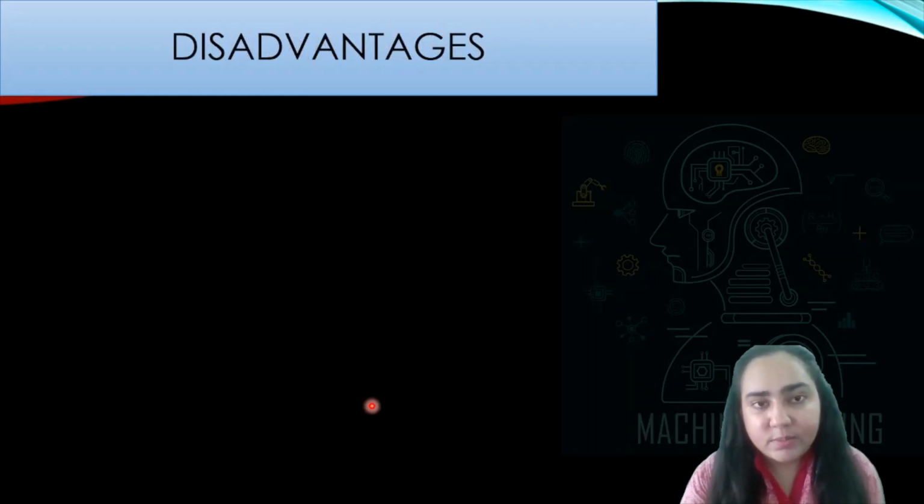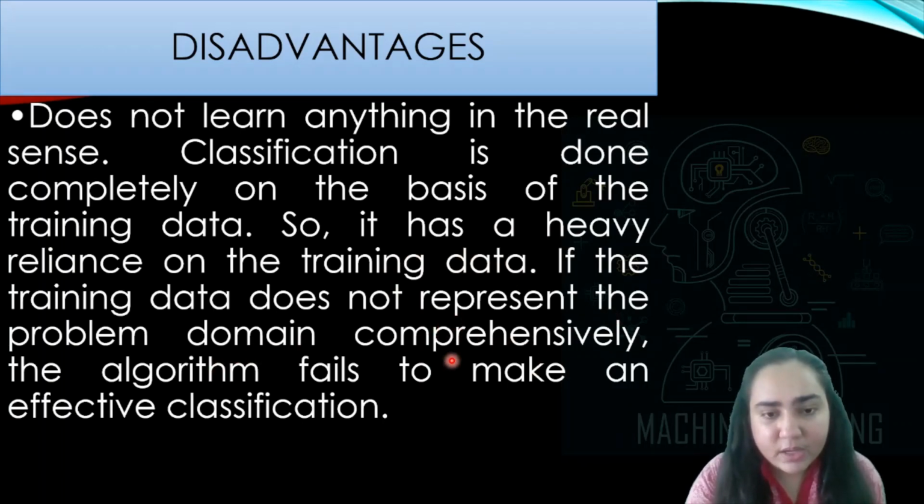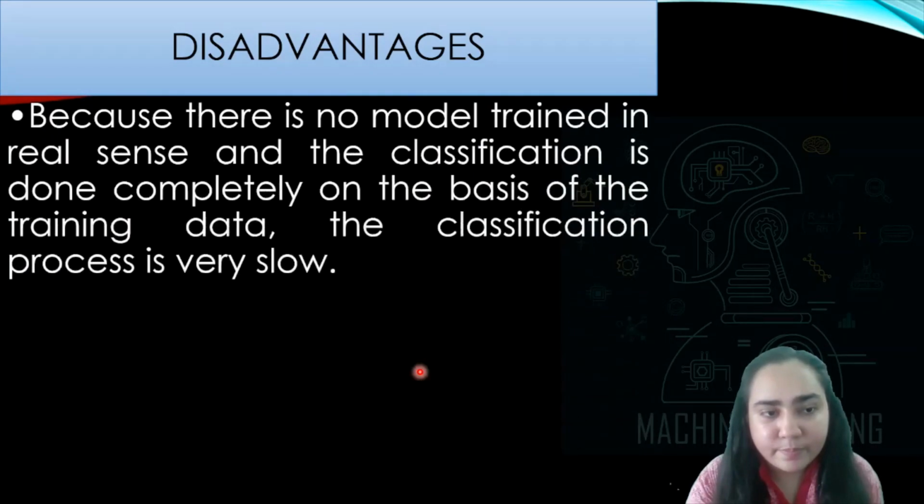And let's take a look at some of the disadvantages. So actually, it is said that the KNN classification algorithm does not actually learn anything in the real sense, okay? Because the classification is done entirely on the basis of the training data and it just calculates the distance and that's how it creates a plan, sort of. Okay, so it does not exactly learn anything. So it's also known as a lazy learner because it does not learn much.